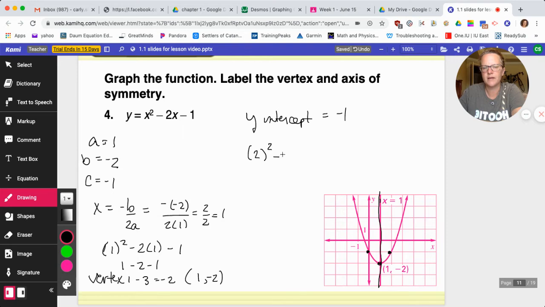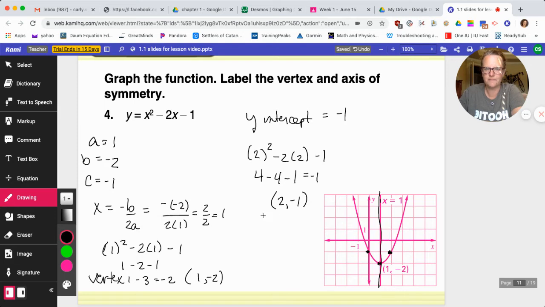2 squared minus 2 minus 1. So 2 squared is 4, minus 4 minus 1 is -1. So one more point would be (2, -1). If I go over 2, 1, 2, -1, we already have that point. And if I reflected that over, it would be right here. So that was a bad choice on my part.